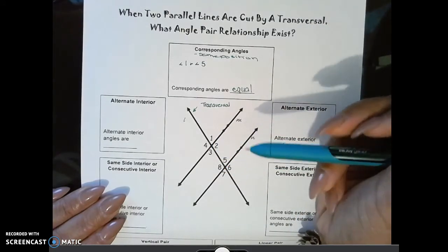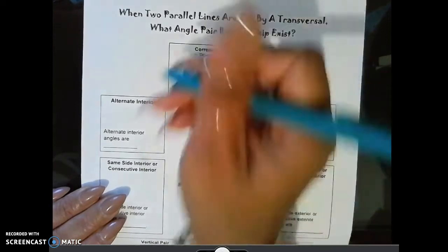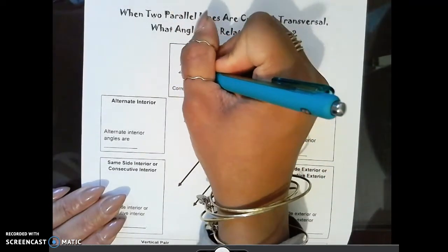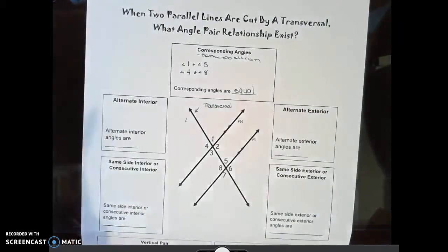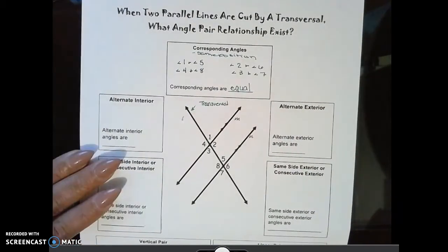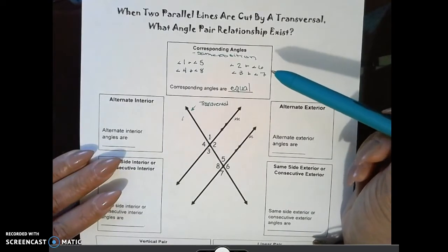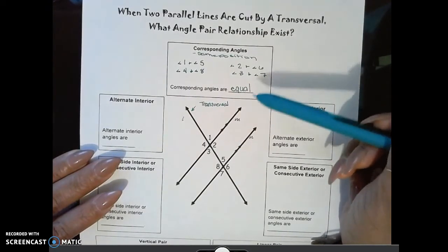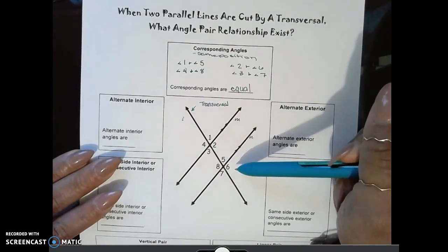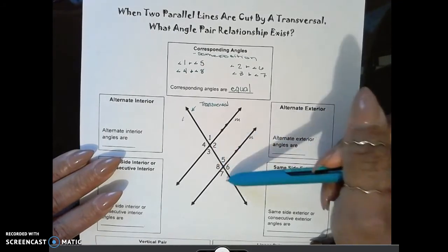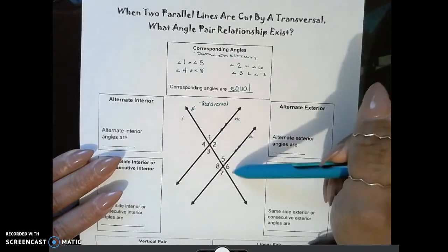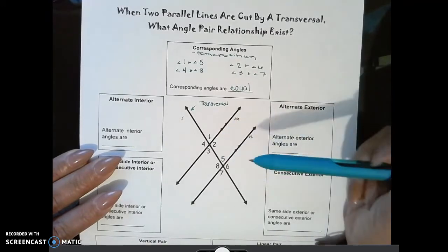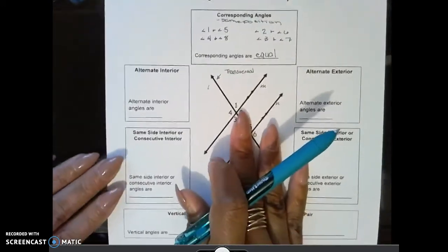Go ahead and pause the video and see if you find any other corresponding angles, and then check and see if you're right. Okay, so I had angle 1 and angle 5, 4 and 8, 2 and 6, and then also 3 and 7. So if 2 is 110 degrees, 6 will also be 110 degrees because they're equal.